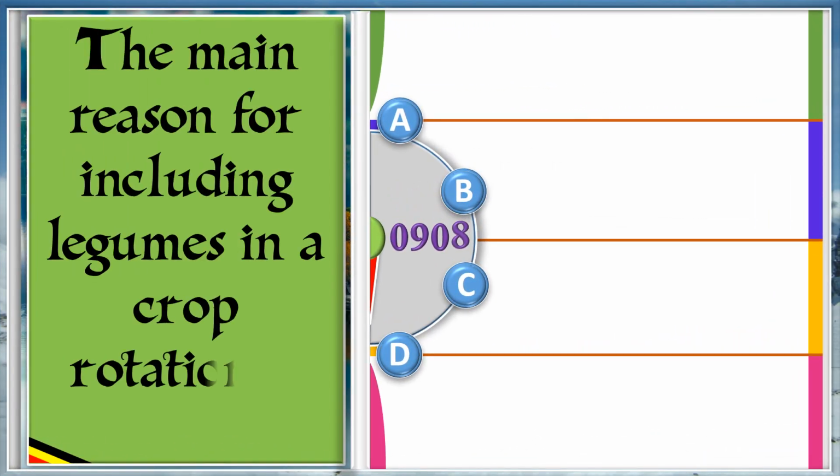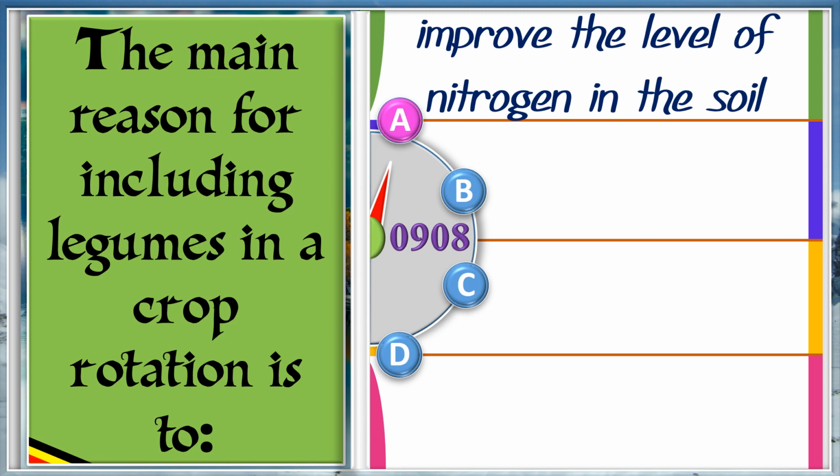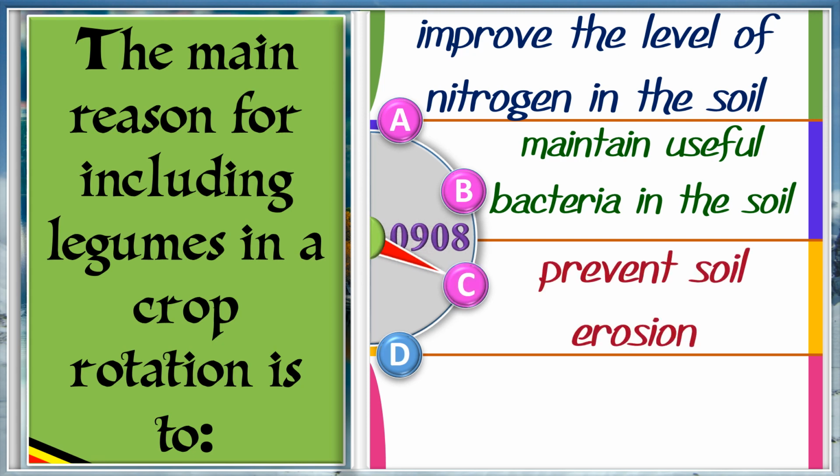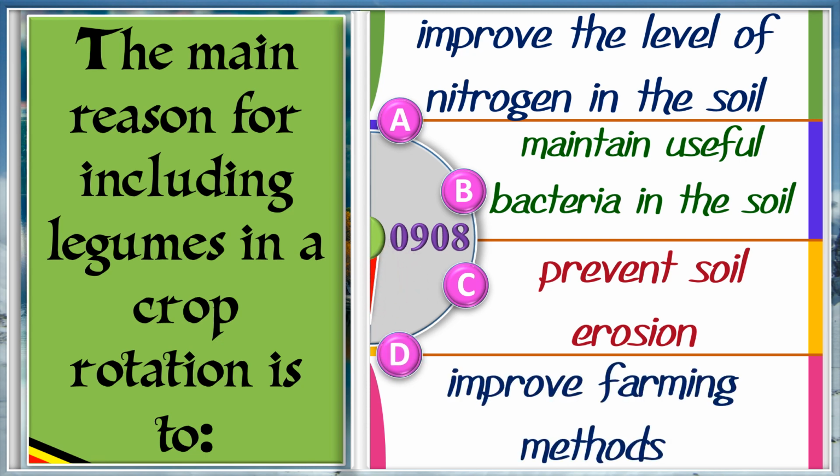The main reason for including legumes in a crop rotation is to A. Improve the level of nitrogen in the soil. B. Maintain useful bacteria in the soil. C. Prevent soil erosion. D. Improve farming methods. And the answer is A. Improve the level of nitrogen in the soil.